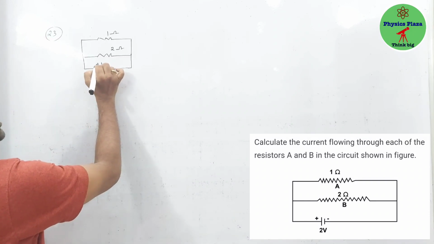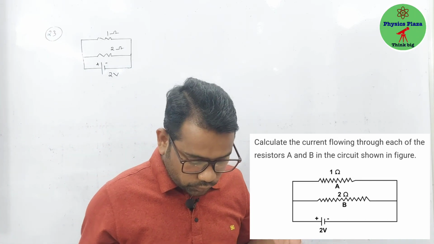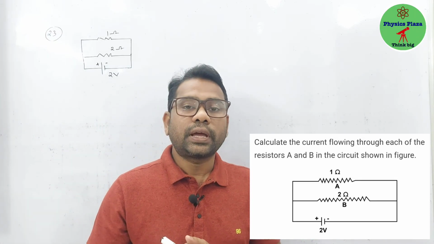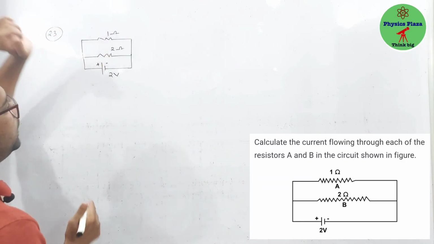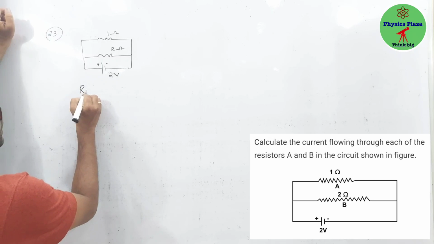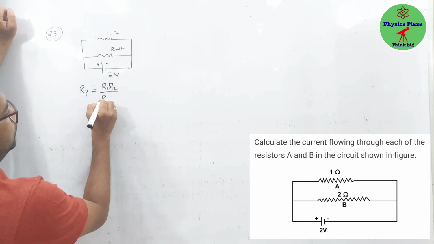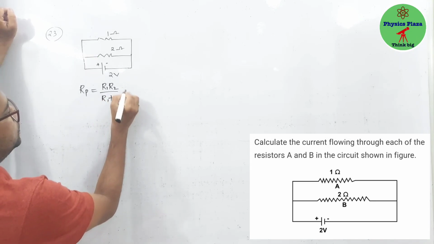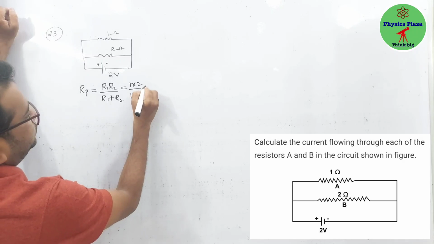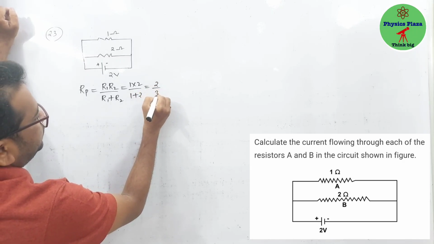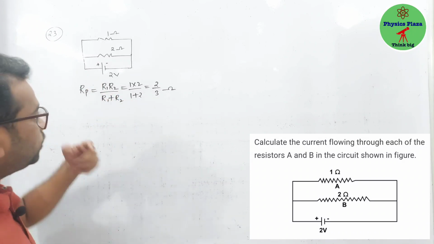Okay, first we should calculate the total current. If you want the total current in the circuit, what do we need to calculate? We need to calculate the total resistance. So here these two resistors are connected in parallel. So we know that in a parallel connection Rp is equal to R1 into R2 by R1 plus R2. So this is 1 into 2 by 1 plus 2. This is 2 by 3. Children, let it be like this only, so that calculating current will become simpler.